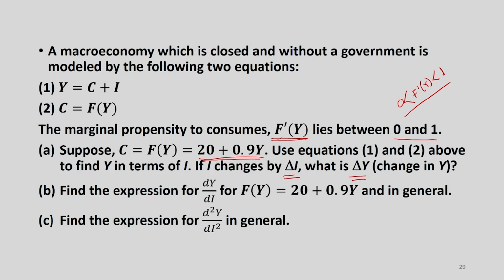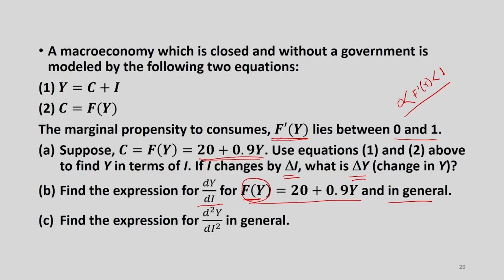Second part, find the expression for dy/dI if f(y) is given by this 20 plus 0.9 y, and in general, meaning f(y) is just f(y), not taking any particular form. And finally, find the expression for d square y/dI square in general. In general means again, suppose f(y) is just f(y). So, these are the three parts of the problem.